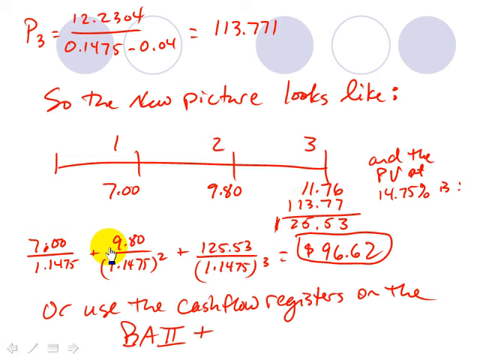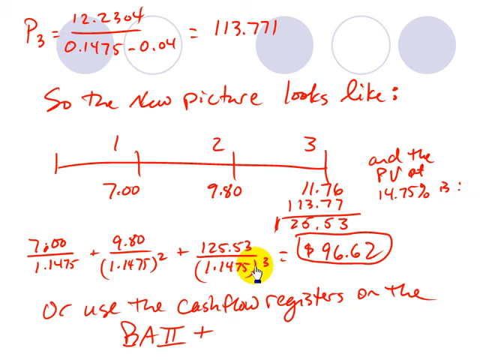The present value of that is 7 divided by 1.1475. That's 14.75 discounted once. 980 divided by 1.1475 squared. That's the 980 discounted twice, and then the 125.53 discounted three times. That gives you the 96.62. Now, that is the simple way to do the calculation.